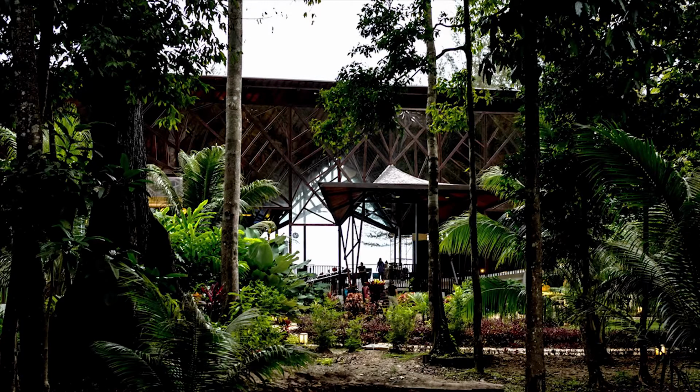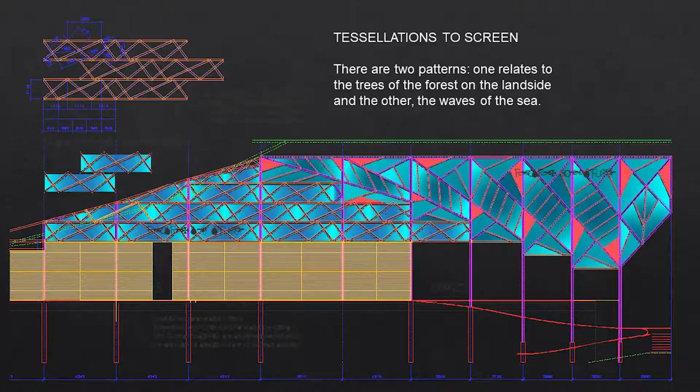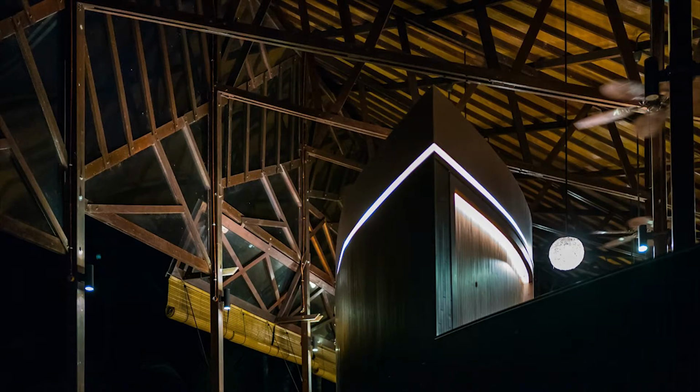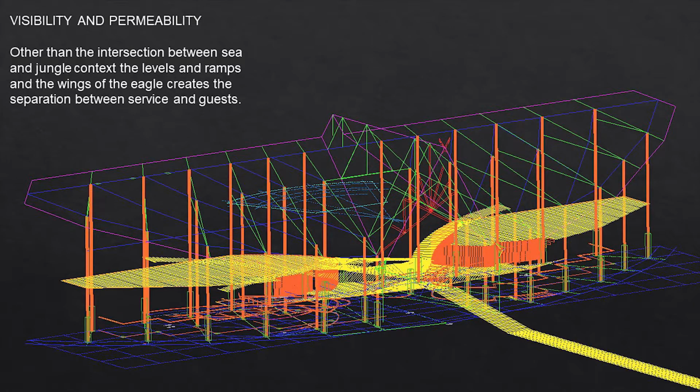Through the forest, you see the branches and trunk, and the pattern in the tessellation in the screen actually reflects this. You have the tessellation, 2 patterns. One represents the sea, and the other represents the land. And then basically, the lounge area, you see the land and the sea, and the view. So the building reflects the environment. That's the context. And also the separation between spaces.